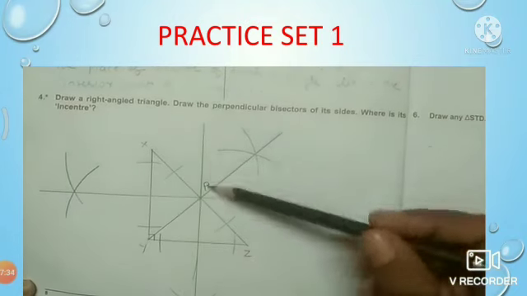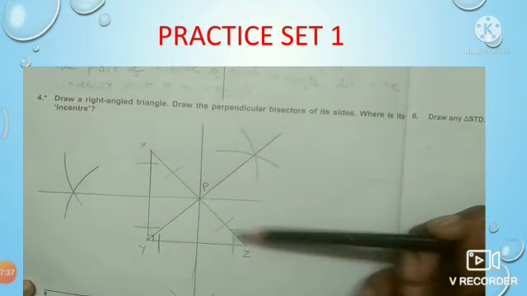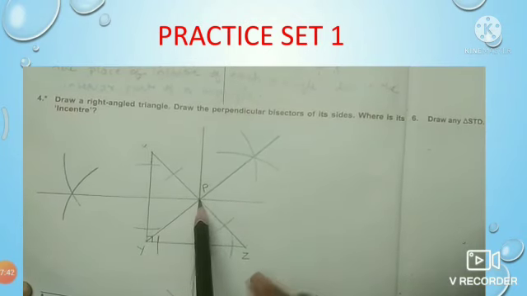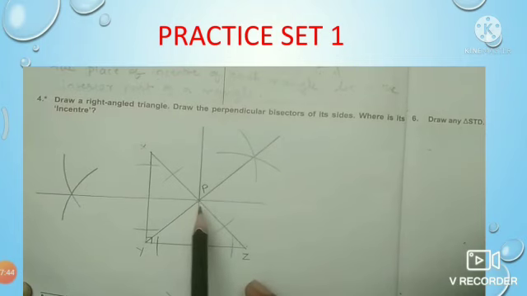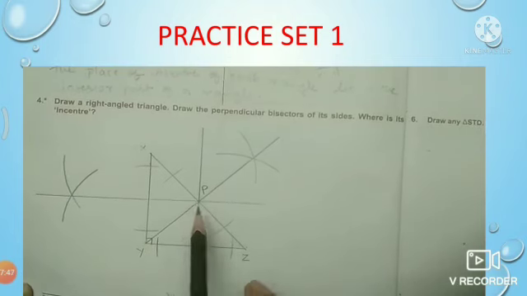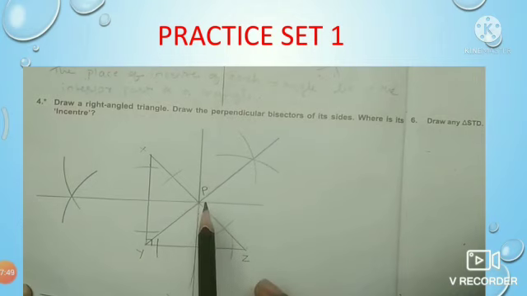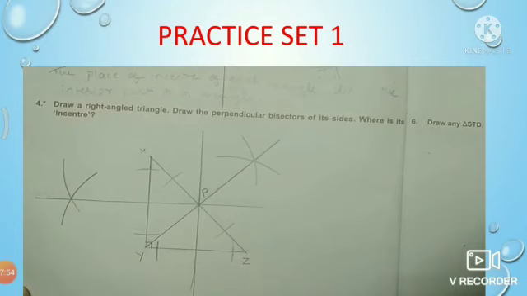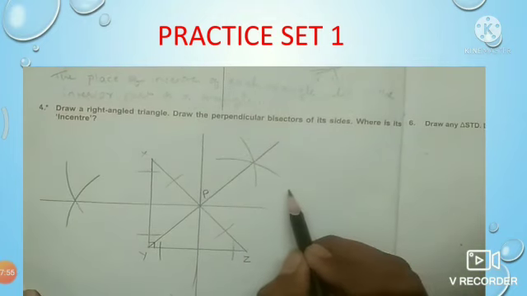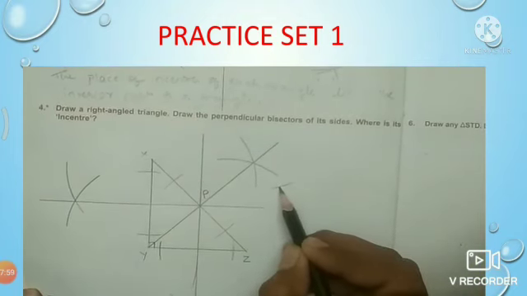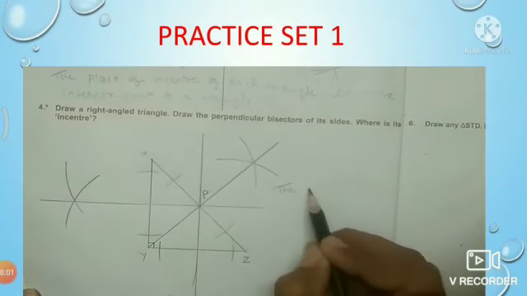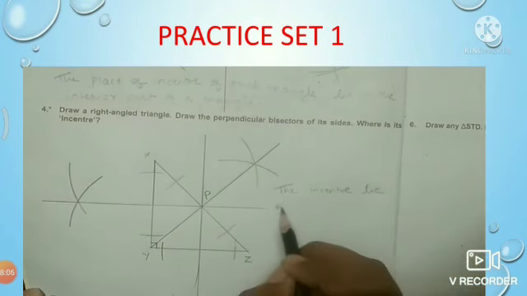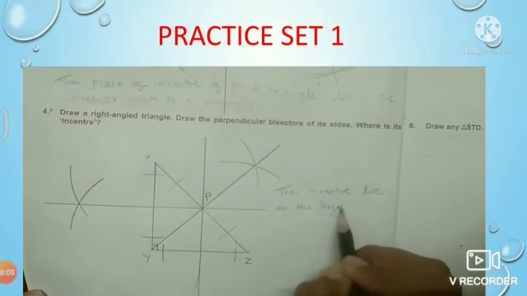So we have to find out where your incenter lies. Here your incenter lies on the hypotenuse. It means your incenter lies on the segment XZ. So here we have to write down that the incenter lies on the hypotenuse, that is, on segment XZ.